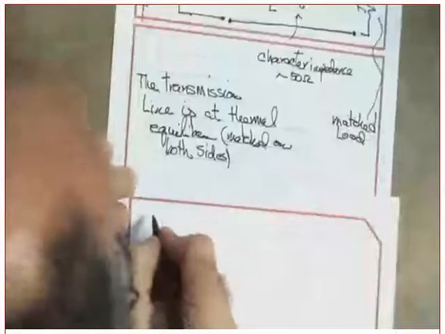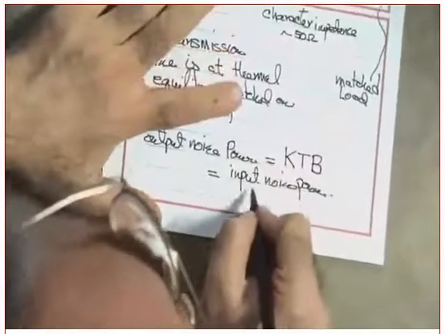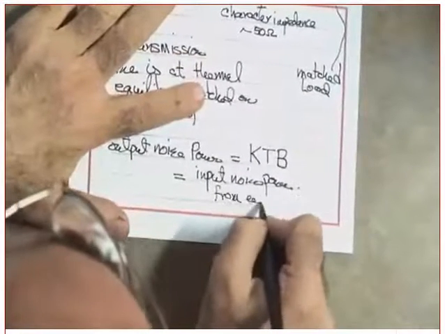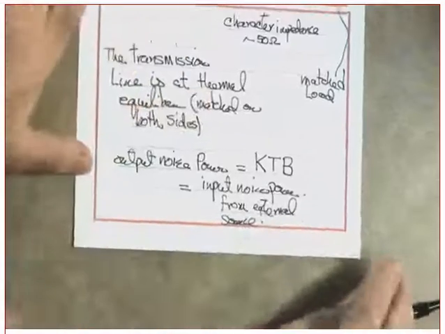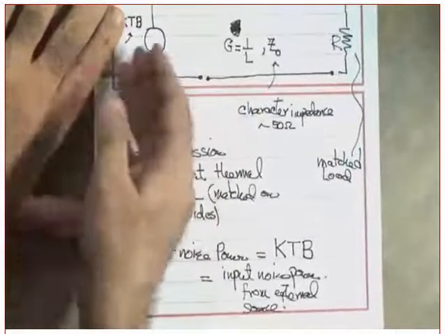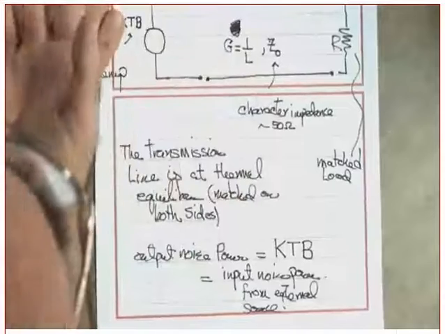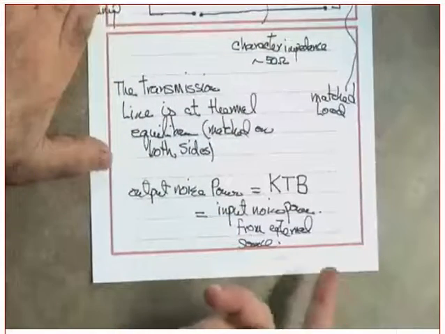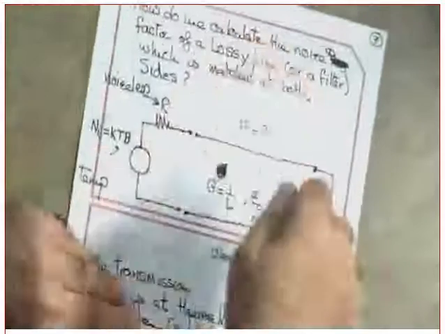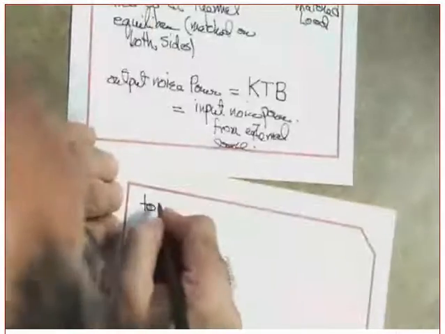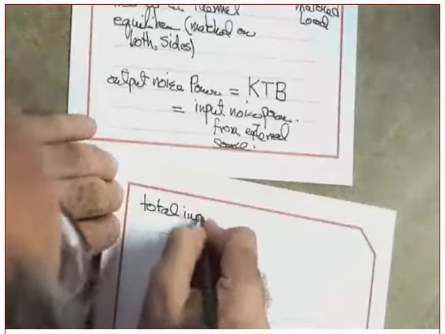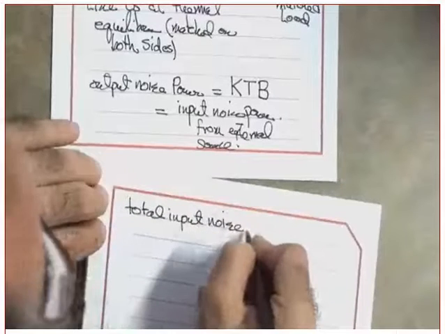Can we concentrate? Okay. What is the total input noise power? Let me write this one. Input noise power from the external source. What external source? Antenna or whatever the case might be. This could be the output of a signal generator. What is the opposite of external? Internal. Internal is the one generated by the transmission line or by the filter. What is the total input noise power?